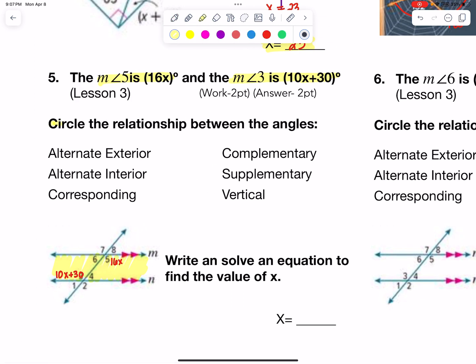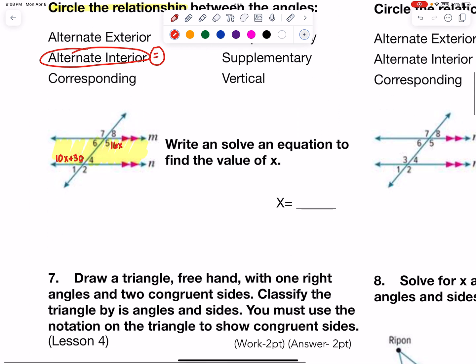So my next question says circle the relationship. So they're definitely both interior, and are they on opposite sides of the transversal? They are, so they're called alternate interior. And I know that alternate interior angles are equal to each other. So this tells me the equation I can write. So we can write our 10x plus 30 equals 16x. And we can solve for x now and figure that out. And they only want the value of x, not the actual angle value.